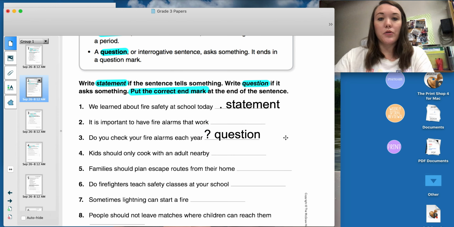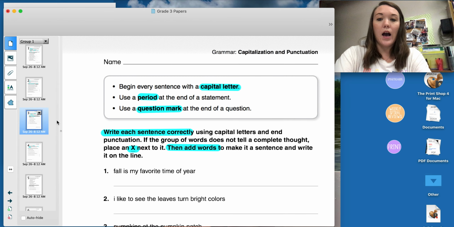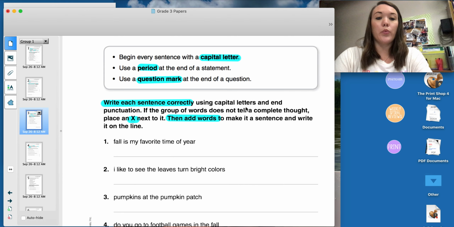Make sure you do both sets of directions for 2 and then 4 through 10. Page 3 is looking at capitalization and punctuation. In the box on this page, it reminds me that we have to begin every sentence with a capital letter. We use a period at the end of a statement, and we use a question mark at the end of a question. The directions on this page say to write each sentence correctly using capital letters and end punctuation.